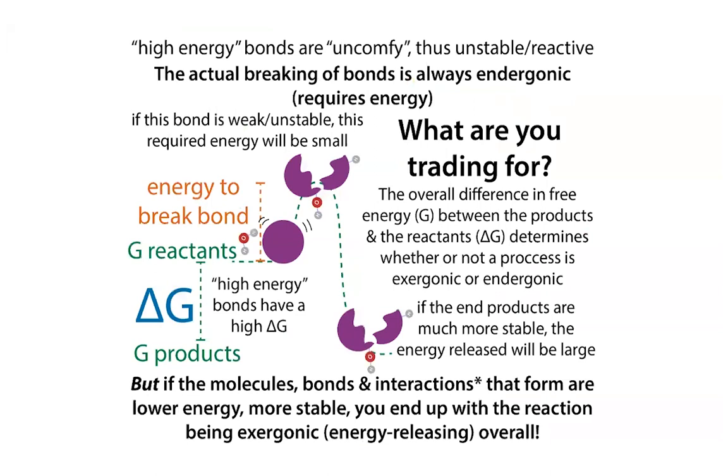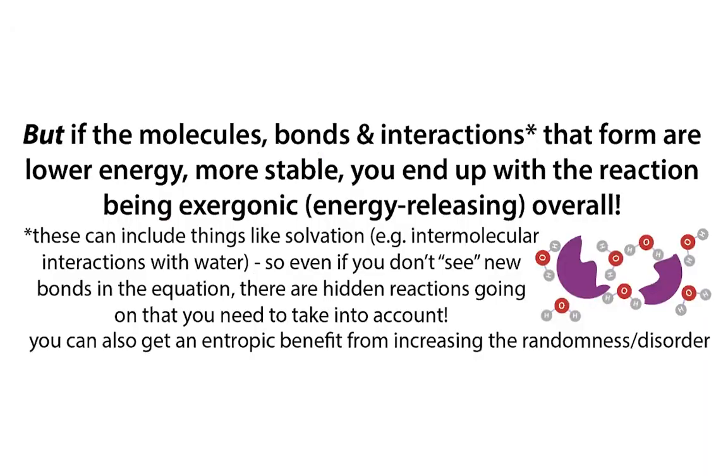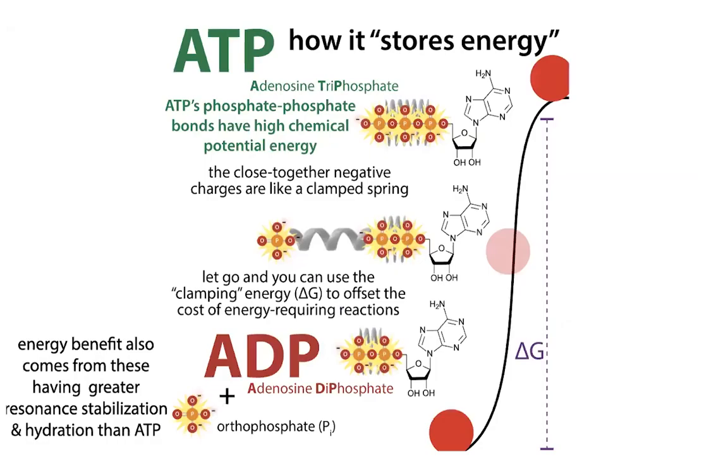Because remember that whole enthalpy thing, where we're going to get energy if we make a bond. So we have to use energy to break a bond. But then we get bonds to water with hydration. We get things like resonance stabilization. So there are ways in which using this ATP is going to be inherently favorable. But typically we're not just burning it as is.